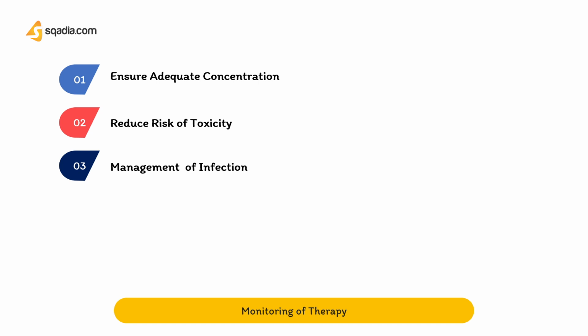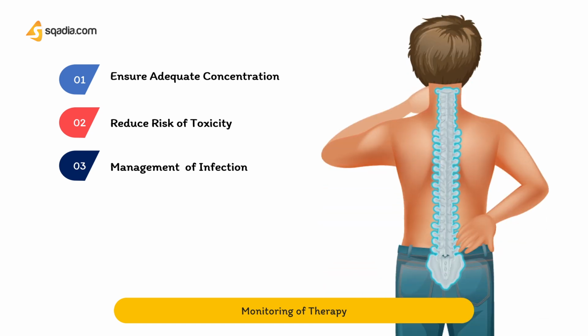Now, monitoring is also necessary to assist in the management of an infection with intermediate susceptibility. That is, if the inhibition of the organism occurs only at high antibiotic concentrations, it is important to ensure sufficient concentrations are found at the site of infection. For example, in Pseudomonas meningitis, antibiotic concentrations should be measured in the cerebrospinal fluid.